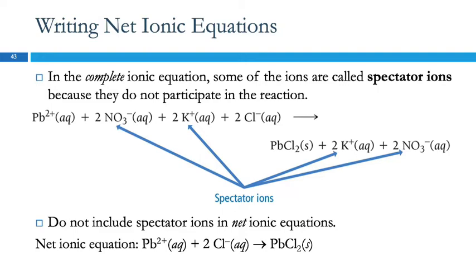So what we do is we cross out the spectators when we want to make the net ionic equation. And then we write down what's left. So lead 2 ion, 2 chloride ions makes lead chloride.